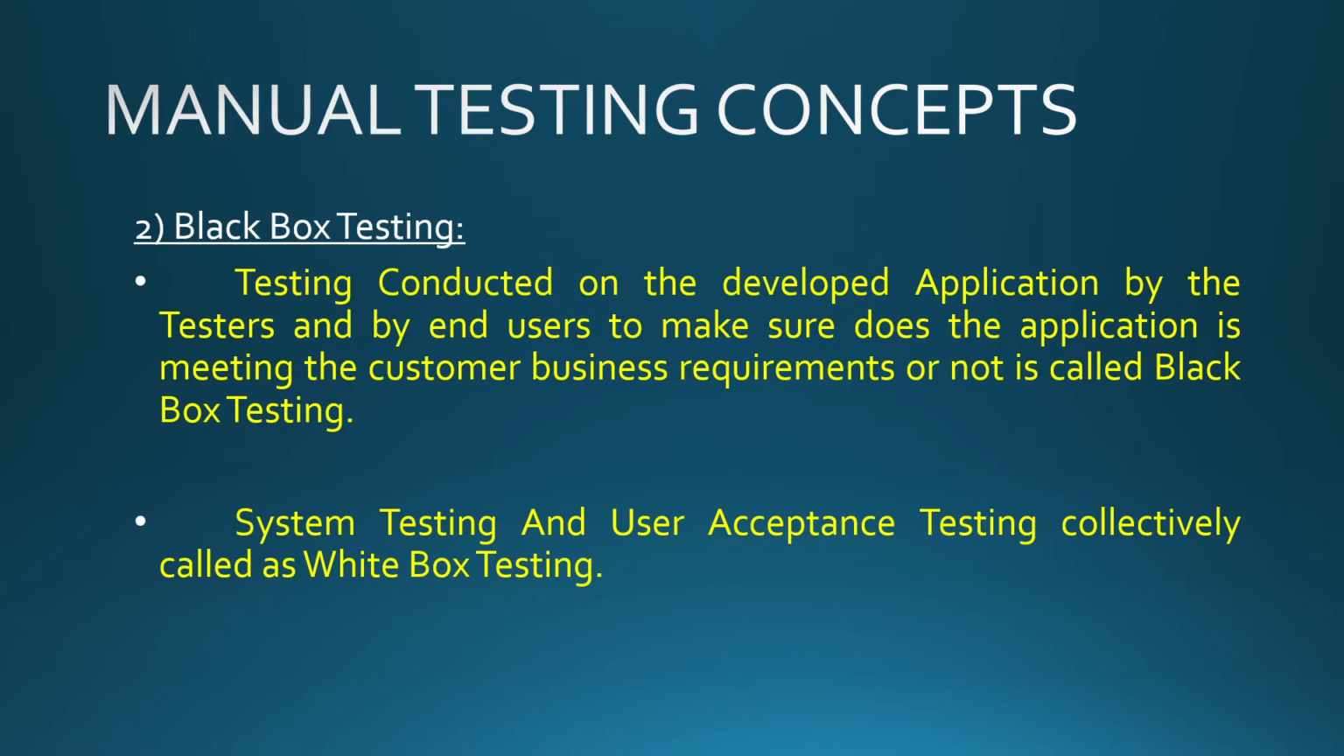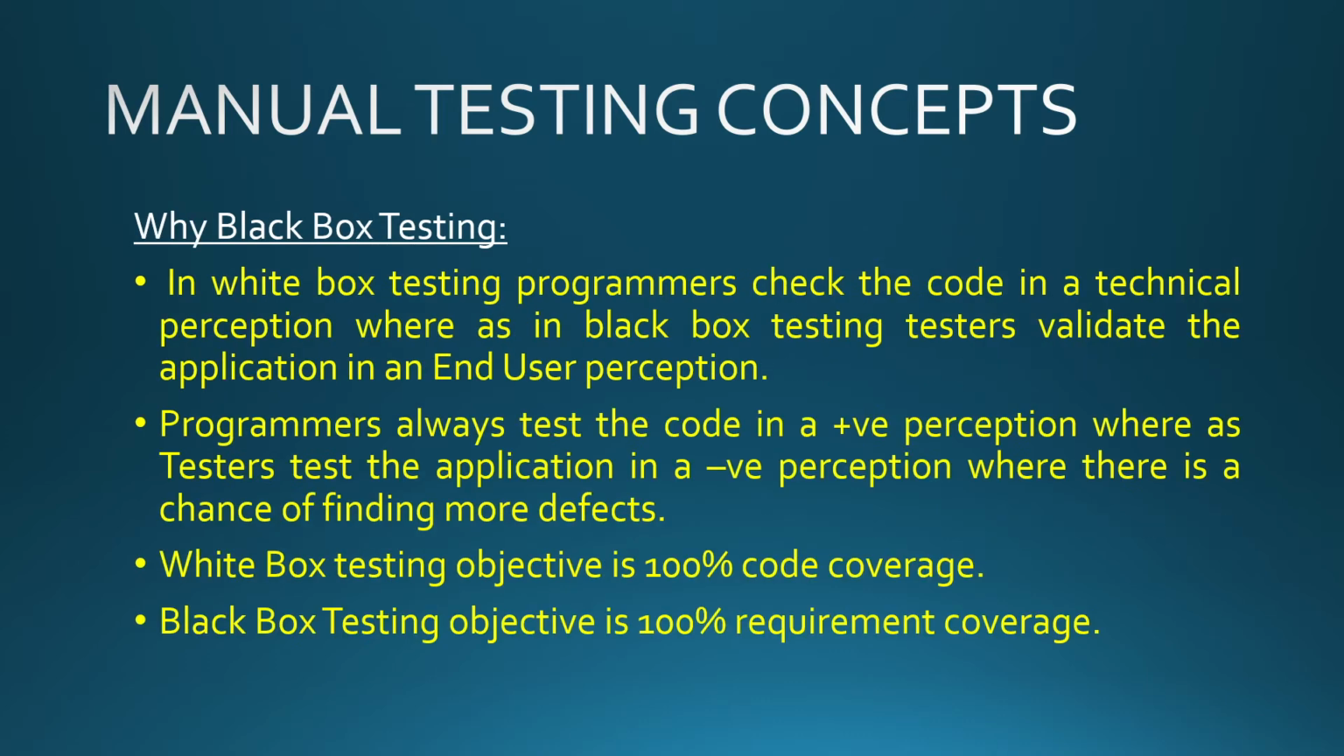Black box testing also contains two kinds of testing, that is system testing and user acceptance testing, collectively called black box testing. Sorry, I made a mistake here. Instead of white box testing, it should be black box testing. Black box testing is a combination of system testing and user acceptance testing. So now why do we need this black box testing?